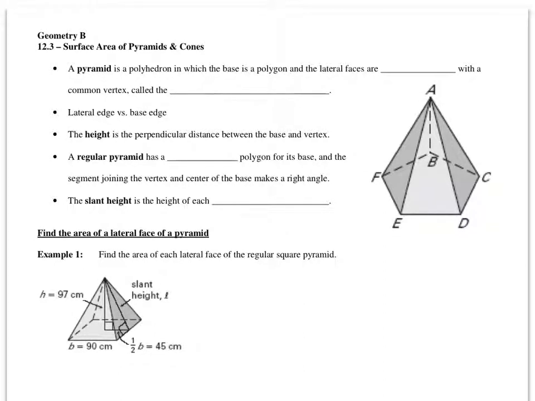Hi class, this is lesson 12.3, surface area of pyramids and cones. So it says a pyramid is a polyhedron in which the base is a polygon. We've already talked about that. And lateral faces are triangles with a common vertex called the vertex of the pyramid.